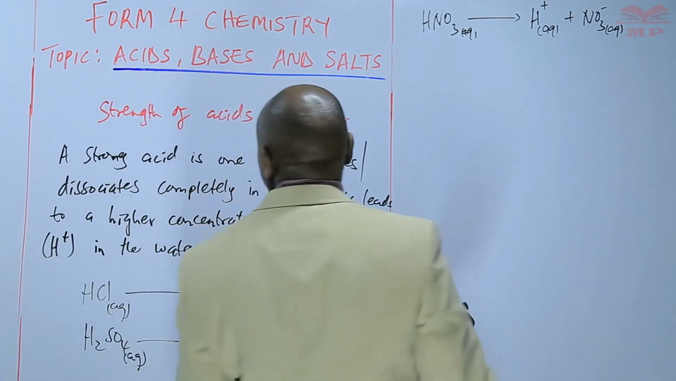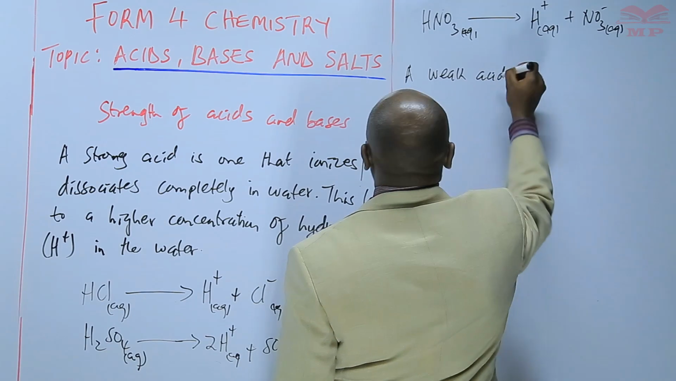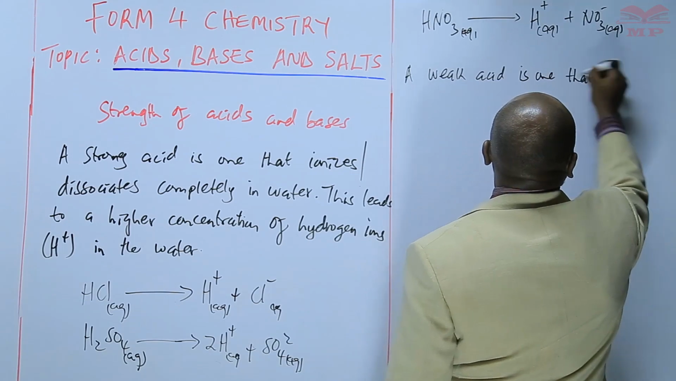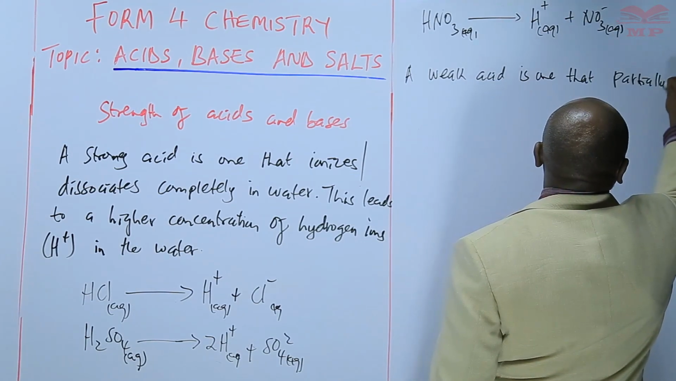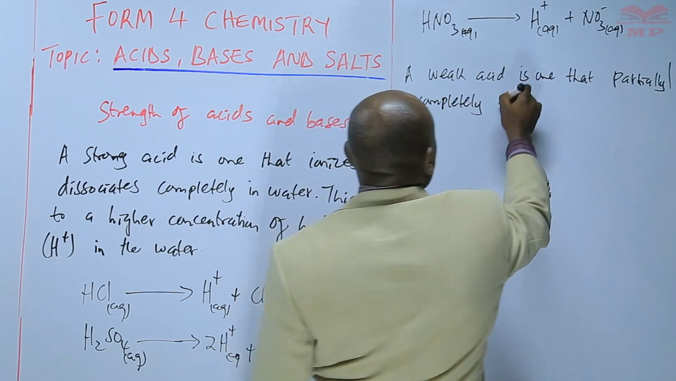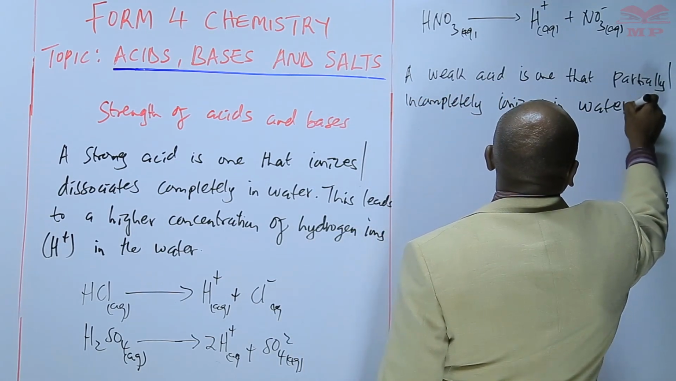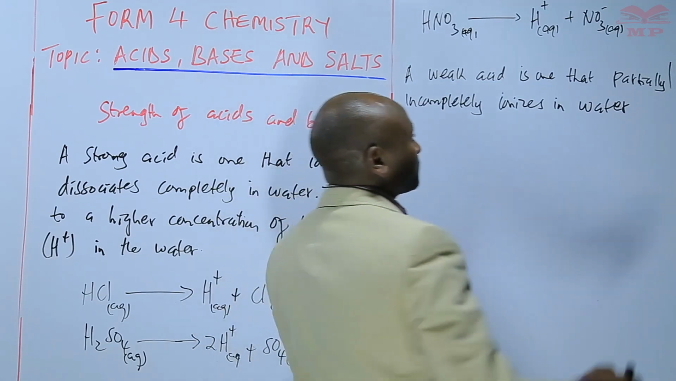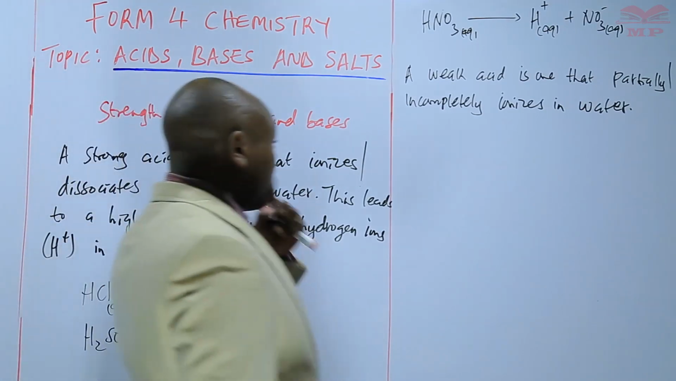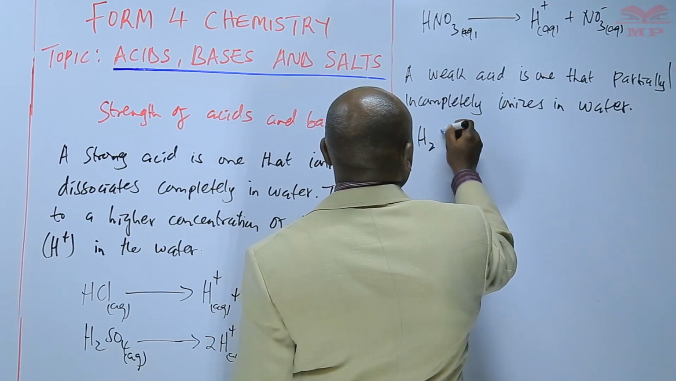Let's look at a weak acid. A weak acid is one that partially or incompletely ionizes in water. It shows incomplete ionization in water, or incomplete dissociation in water. We have examples, for something like carbonic acid.